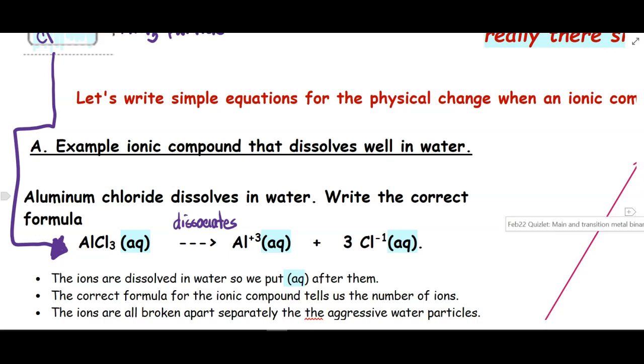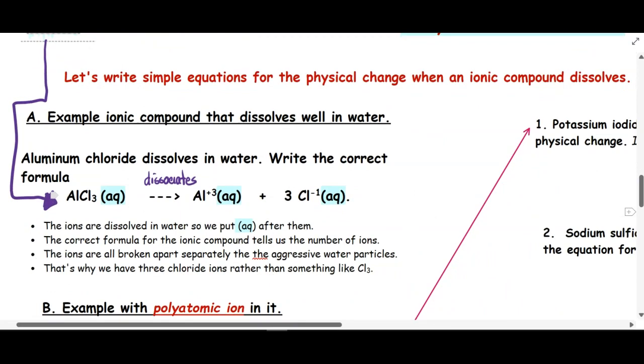Yeah, because water molecules are tearing it apart. And we get one aluminum, and we don't get a Cl3, we get 3 Cl ions. That's maybe the most common mistake. So the ions are dissolved in water, so that's why we put AQ for aqua or agua after them. This is like a state of matter. You know, there's the solid, the liquid, the gas, and solutions. When you have an AQ after this, it means that whatever you have here is dissolved in water.